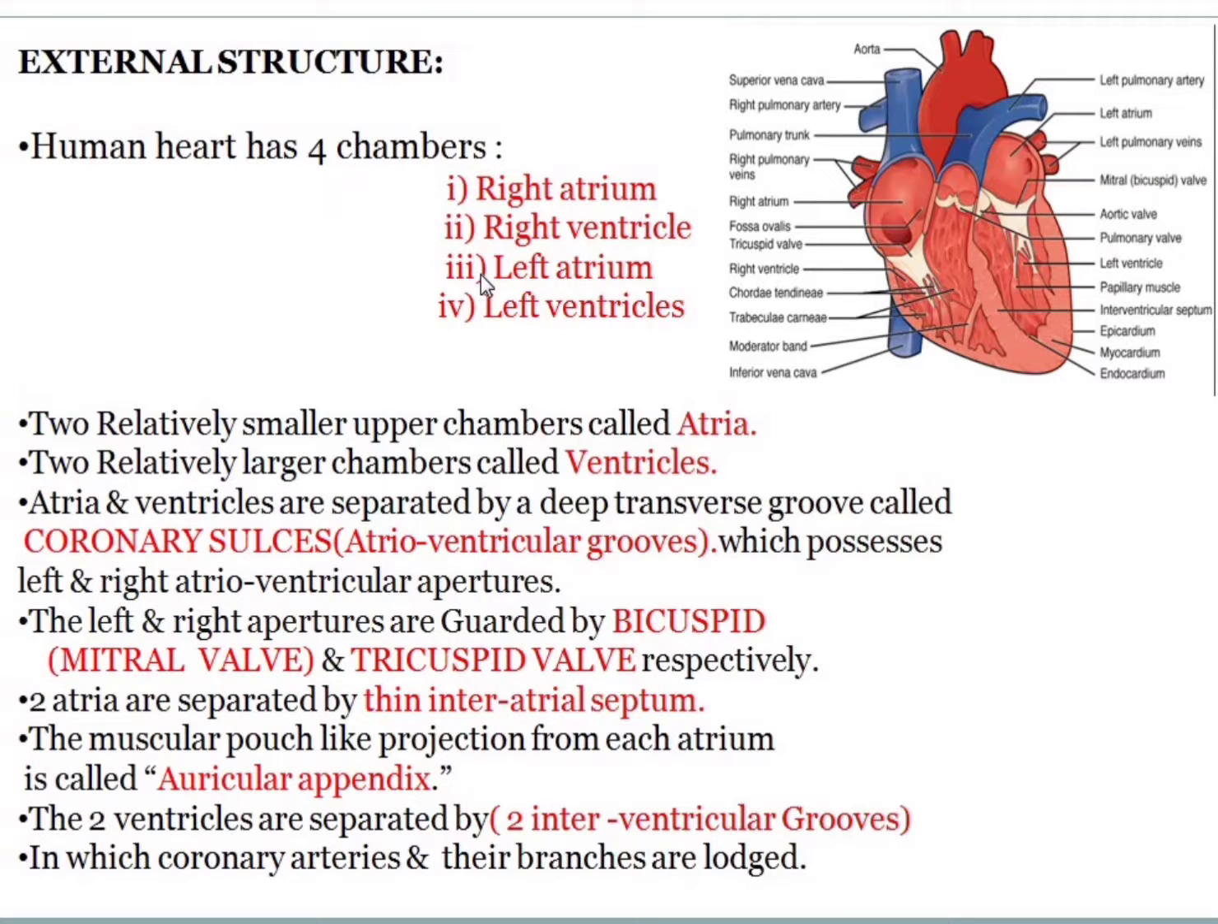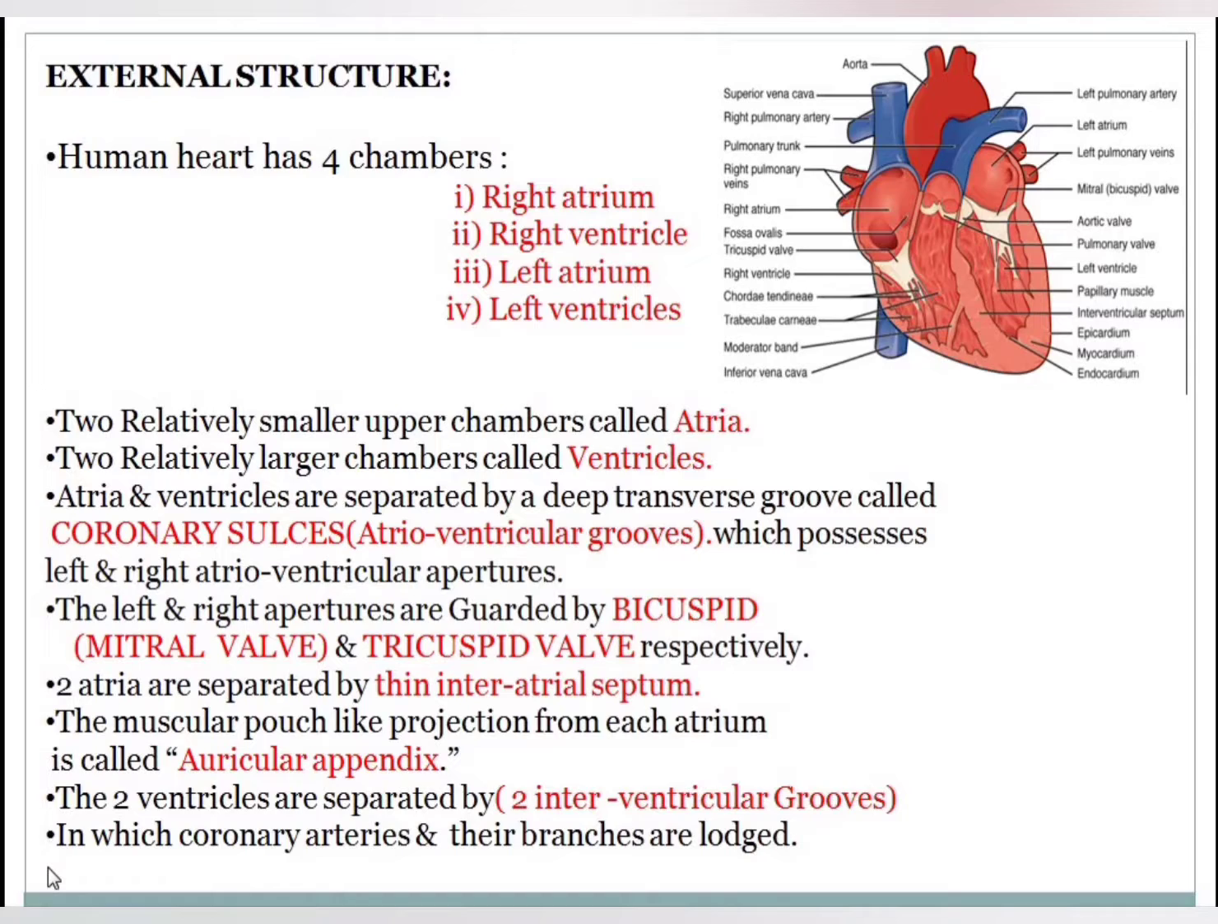Next, the external structure. Now about our external structure. A heart has 4 chambers, 2 upper chambers, see these 2 upper chambers, the atria, and 2 lower larger chambers, the ventricles. These 2 are ventricles, these 2 are atria. See, this is the right atrium, left atrium, right ventricle, left ventricle.